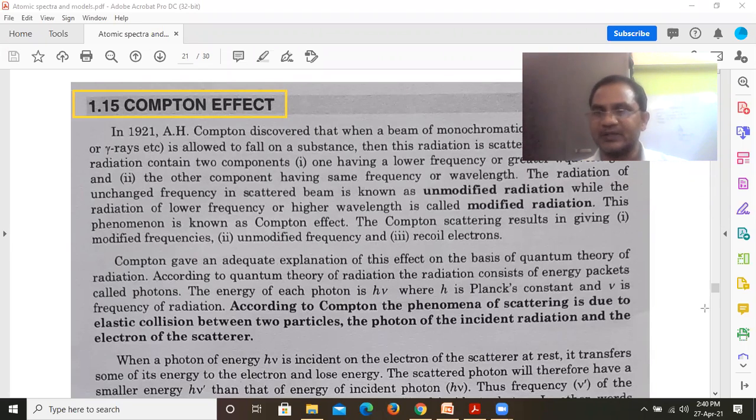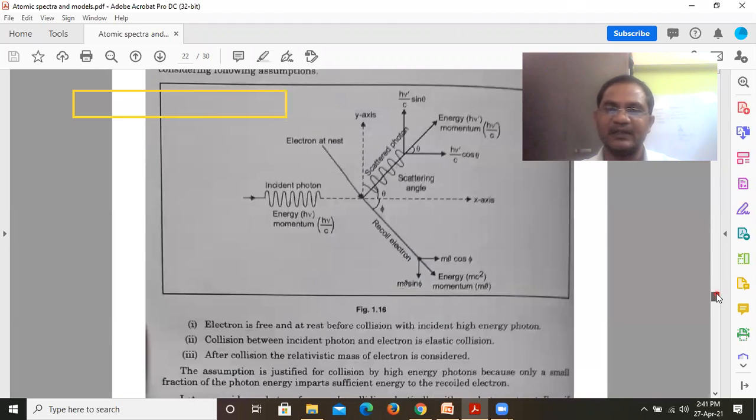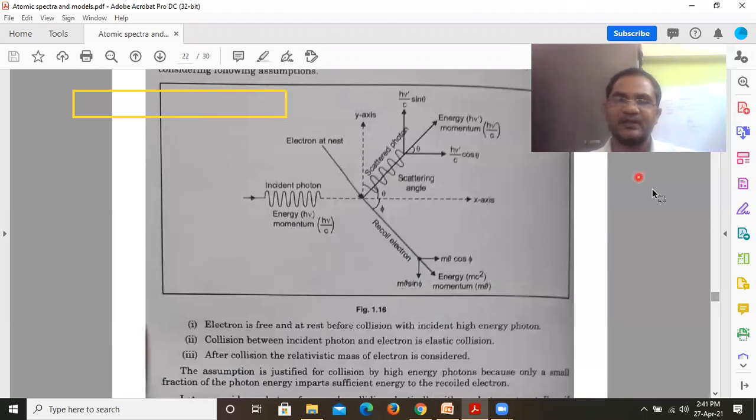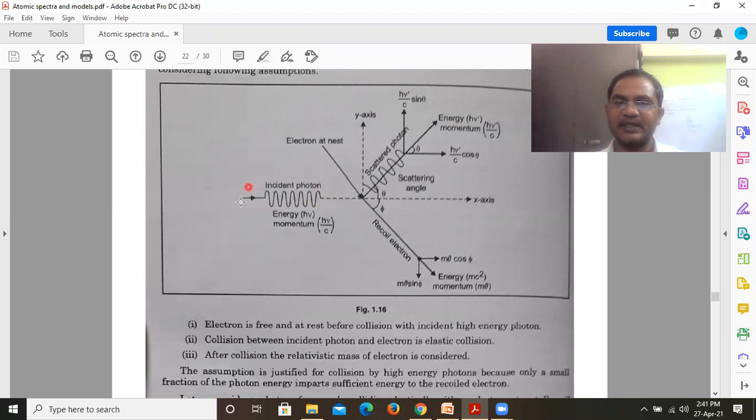First, try to understand the figure. If you see this figure, it is very clear. This figure is very, very important. If you have a clear picture of this figure, you can explain the total concept. This is the incident photon. Observe very carefully. This is the incident photon of frequency nu, energy h nu, linear momentum h nu by c.